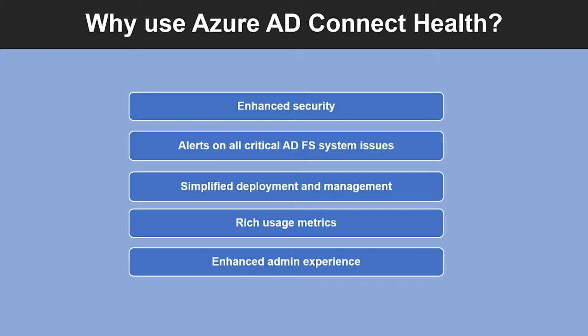So, what are the key benefits and best practices? One of the key benefits is it gives you enhanced security. Another benefit is you can get alerted on all critical ADFS system issues, which include server configuration and availability, performance and connectivity, and regular maintenance. Third benefit is easy to deploy and manage. Fourth benefit is rich usage metrics, which include top application usage, network location, and TCP connection token requests per server. And another benefit is great user experience, which includes a dashboard from the Azure portal and alerts through emails.